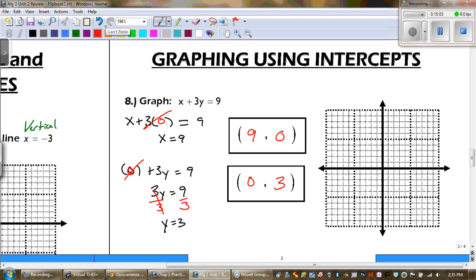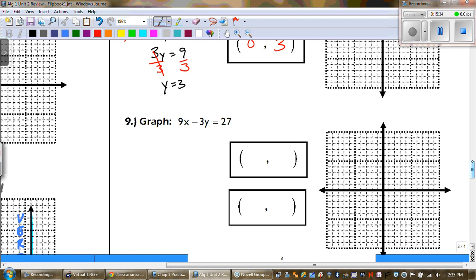The next part that you would have to do is you need to graph negative 9, 0 and 0, 3. Now that we've got those 2 points, we can draw our line. Using your straight edge, you can draw your line. Now why don't you guys try number 9 all on your own? Go ahead and pause the video and good luck.